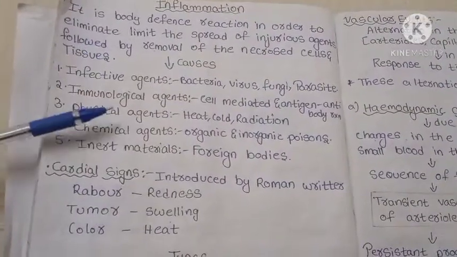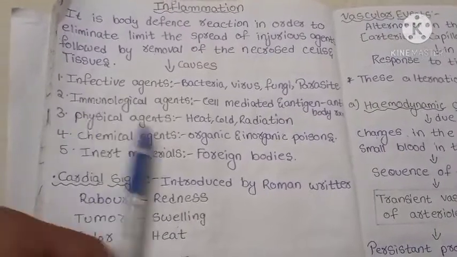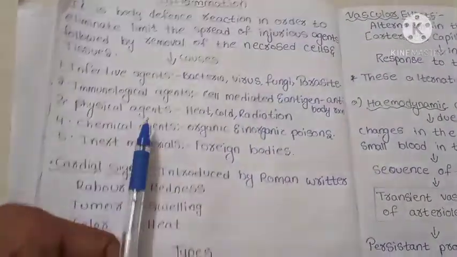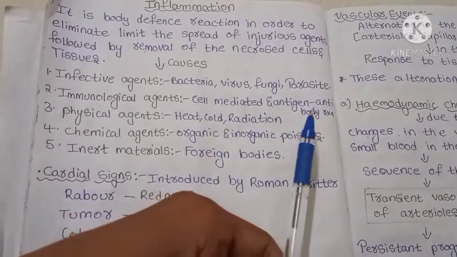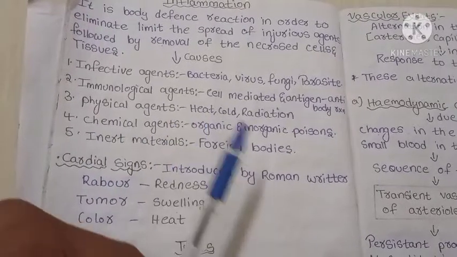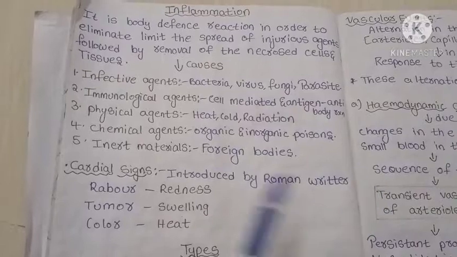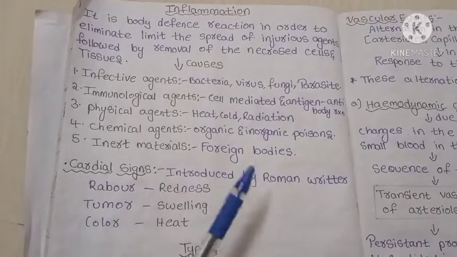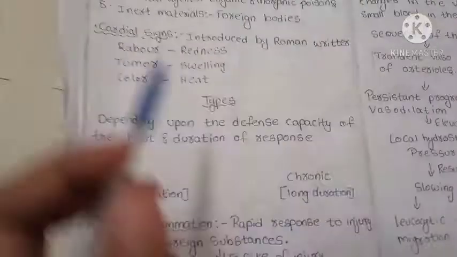What are the different causes of inflammation? First cause is infective agents like bacteria, virus, parasites, and immunological agents like cell mediated and antigen antibody reactions, and physical agents like heat, cold, radiation, chemical agents like organic and inorganic poisons, and inert materials like foreign bodies. These are the causes and definition of inflammation.